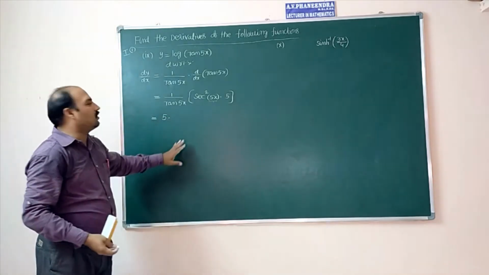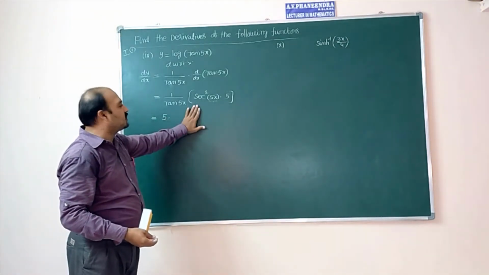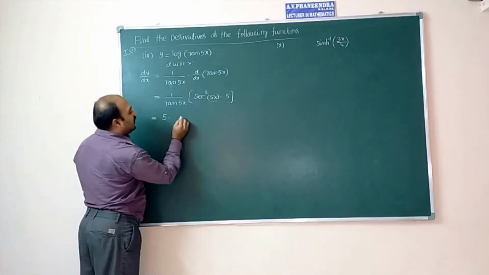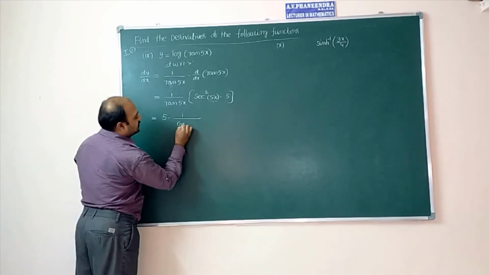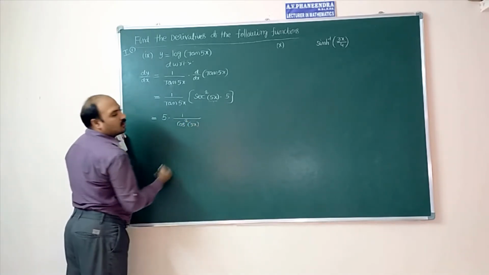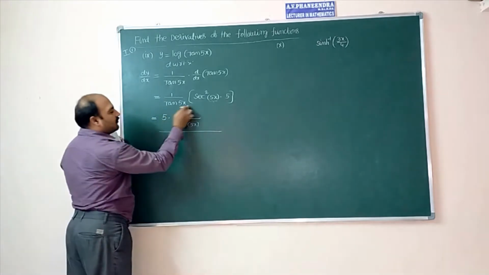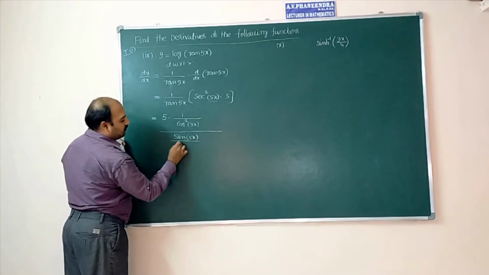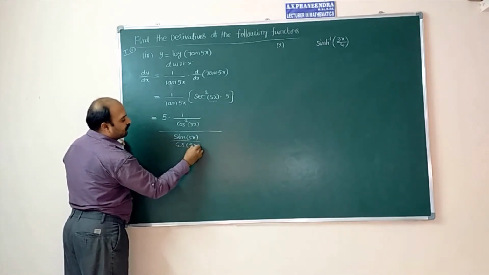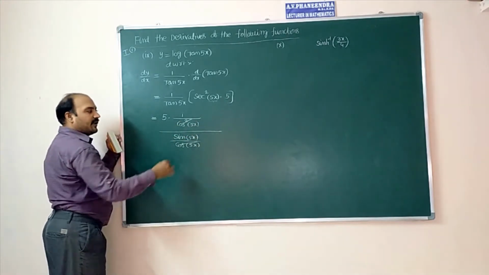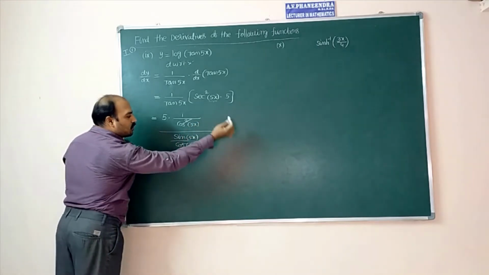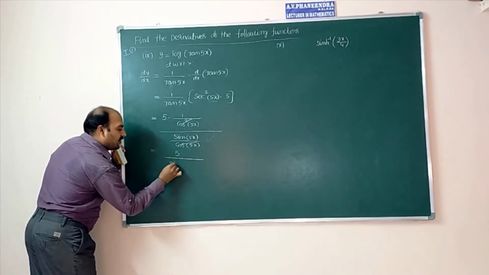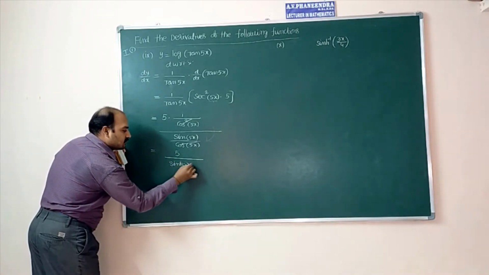But in our textbook, the answer is not given in this form. So what I am going to do is write 5 into secant square 5x as 5 by cos square 5x, since the reciprocal of secant is cos. Divided by tan 5x, which can be written as sin 5x by cos 5x. So one of the cos 5x will be cancelled, and the other cos 5x will come to the denominator. So it will become 5 divided by sin 5x into cos 5x.